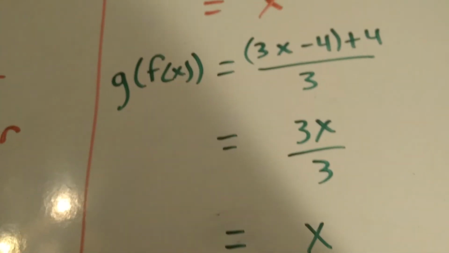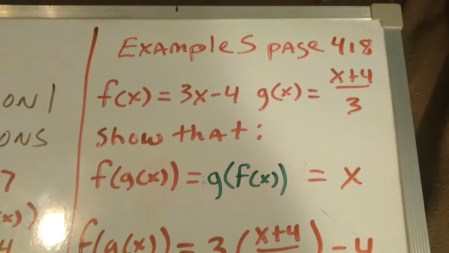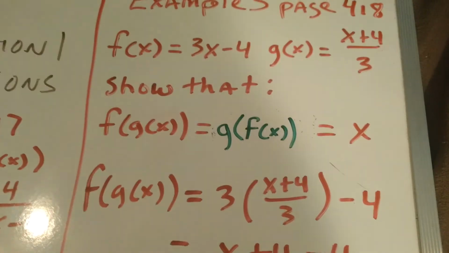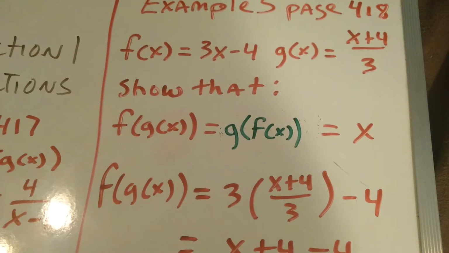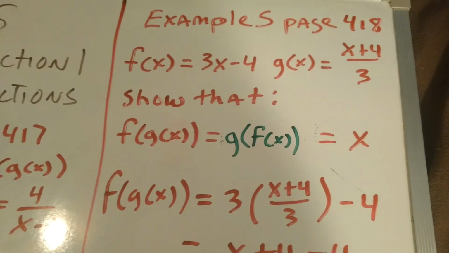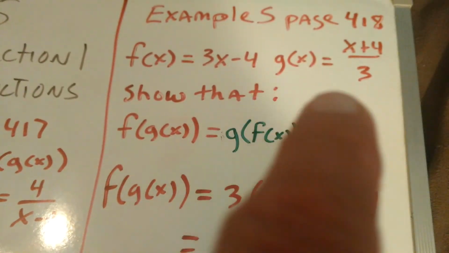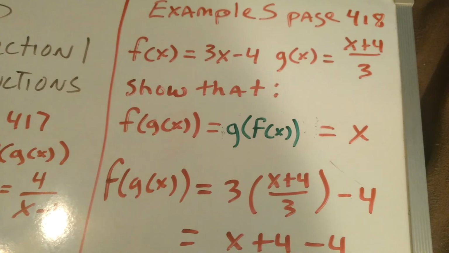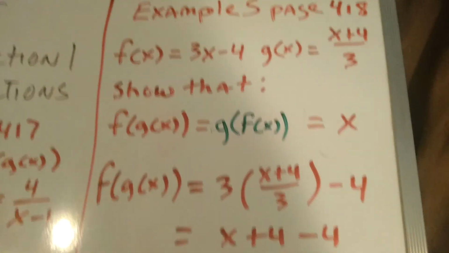We get x. This is an important process coming up later, because this is the process by which we prove mathematically that two functions are inverse functions of each other. So make sure you understand this. Being able to stick one function into the other and get x, reverse it, put the other function into the first one, and get x. If I do that, then these are inverses of each other. And we'll cover inverses later in another section.